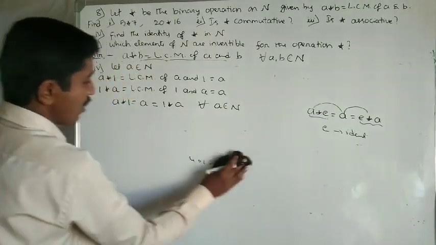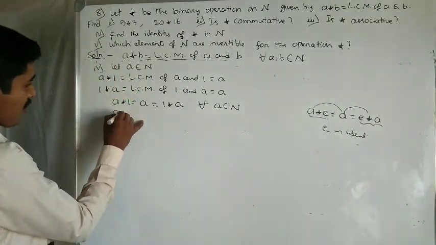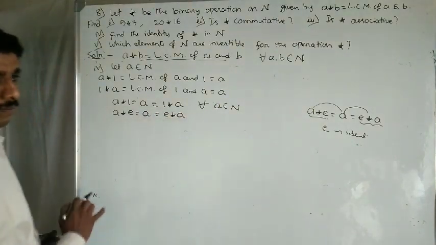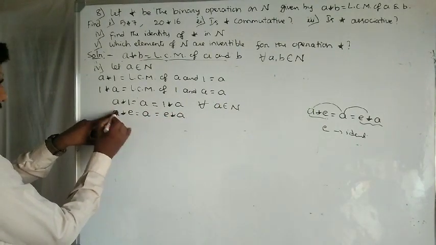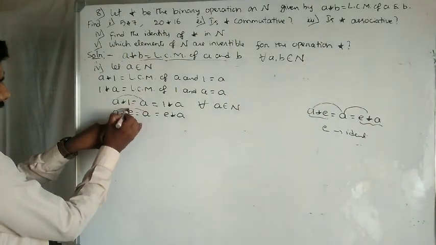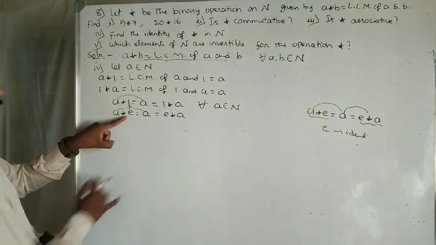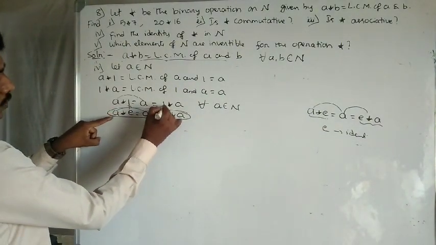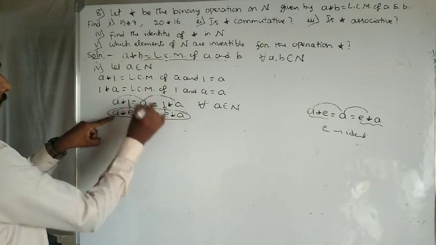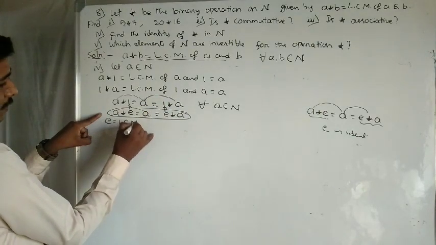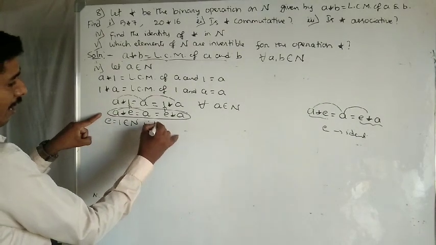So clearly, which is of the form A star E equal to A equal to E star A. Mind it here, A star E equal to again A. Here A star 1 equal to A means, what about E? E equal to 1. This is called the identity element. Got it? Here E equal to 1. 1 star A equal to A. Here E equal to 1, and 1 is a natural number. It belongs to N. It is the identity element.